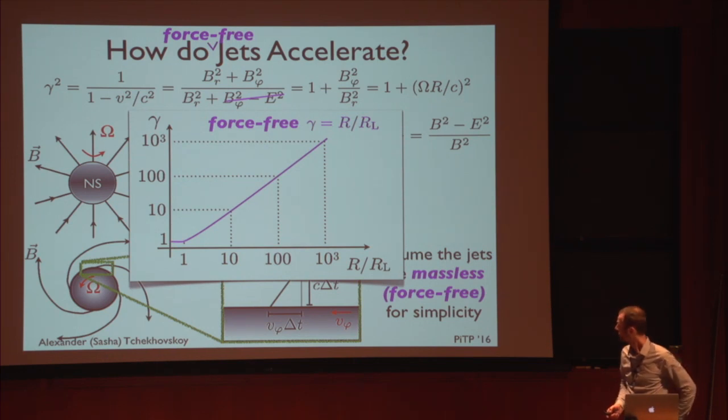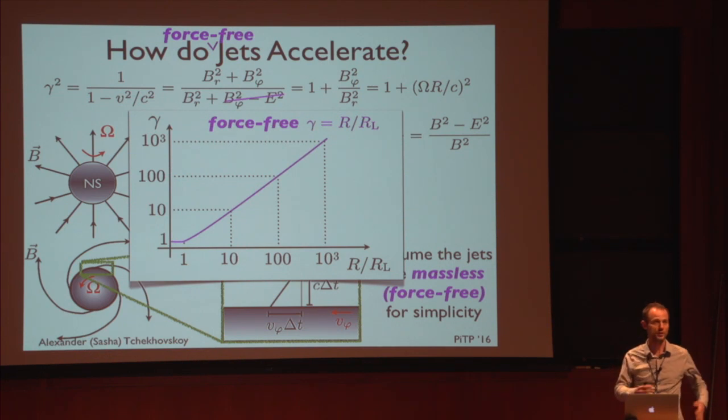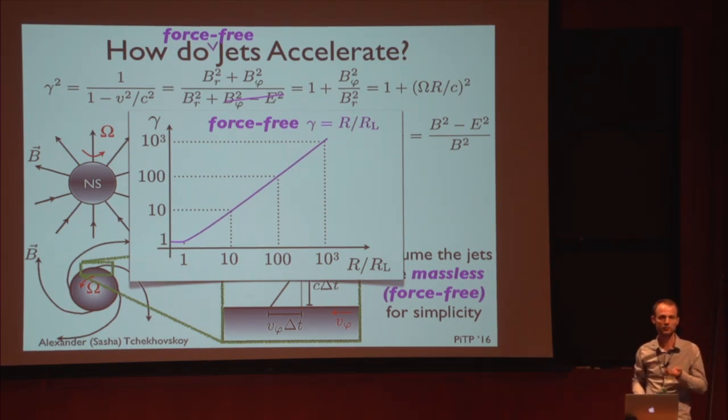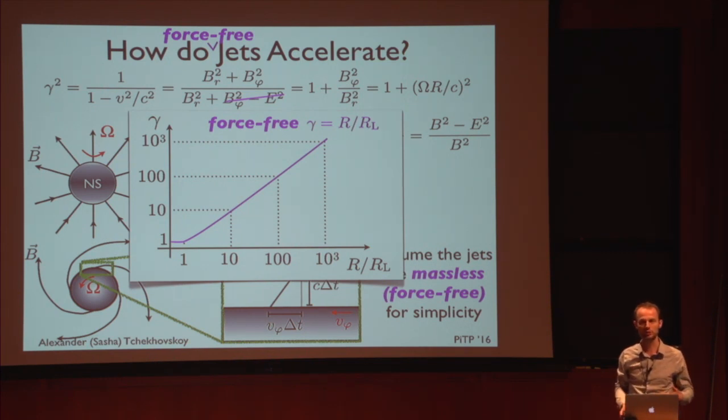If you think about it, there is something fishy about it, right? Because a real system will not be able to accelerate up to infinite Lorentz factor. It would imply infinite kinetic energy. But this is possible here because there is really no mass attached to the field lines. We made the force-free approximation. There is no inertia associated with the gas.